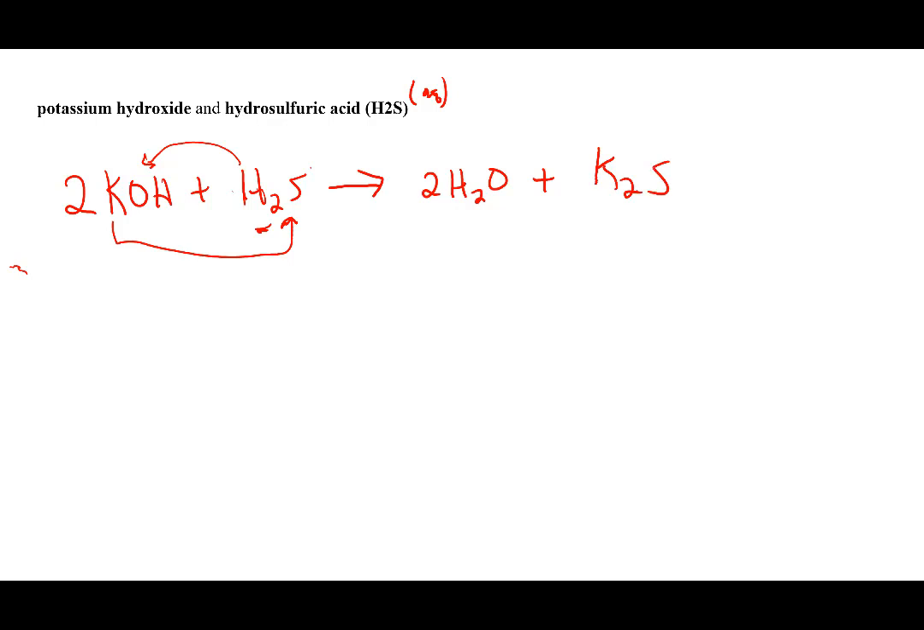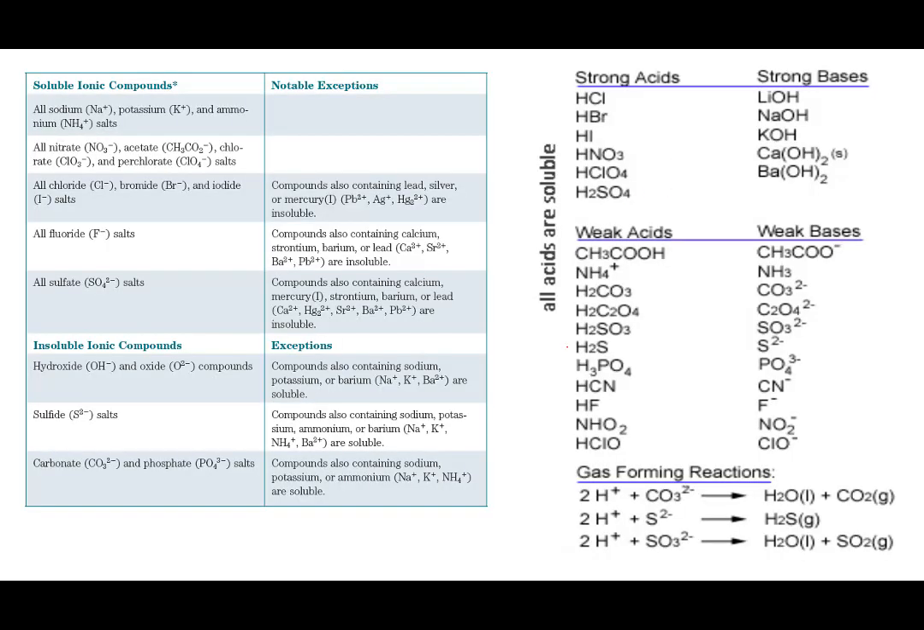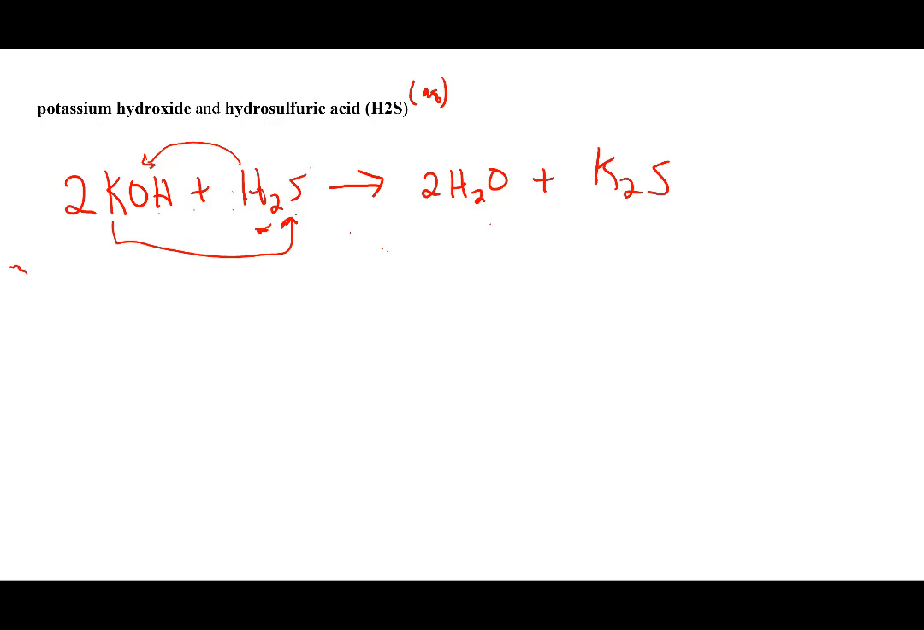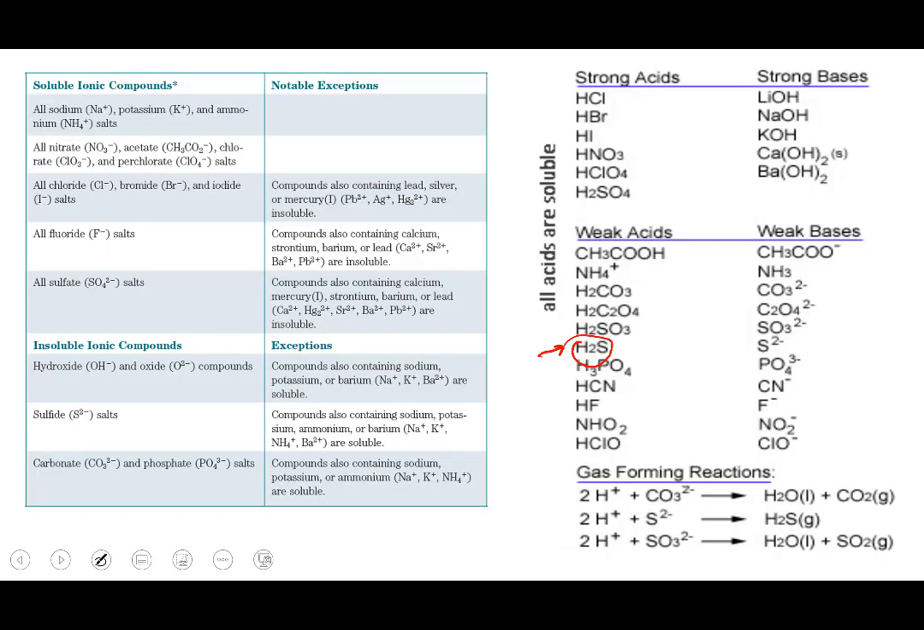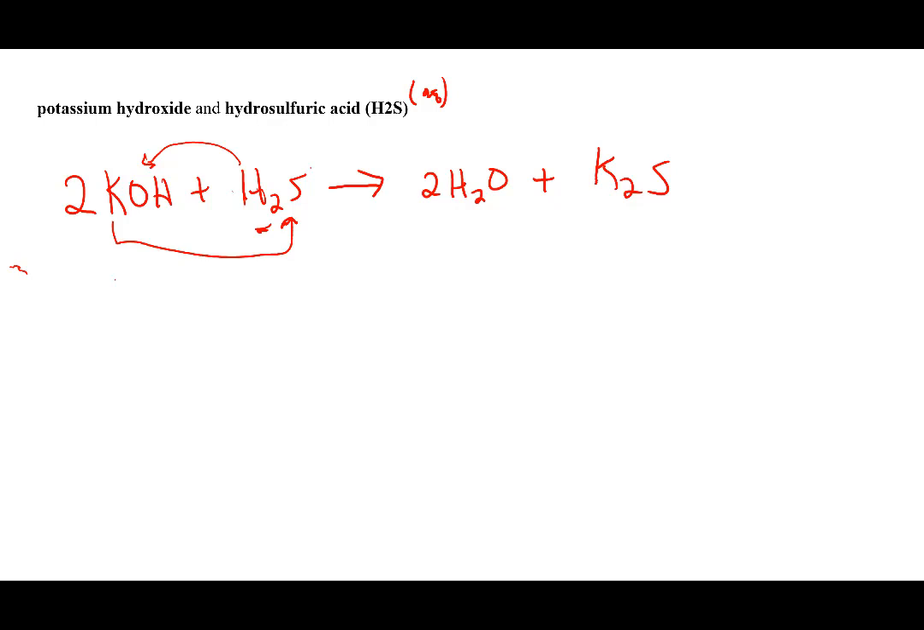Now let's go back for a second. H2S is going to be soluble because it's an acid, but it's going to stay together because it's a weak acid. Our potassium sulfide, sulfides are generally insoluble, but potassium's an exception to that, so that is soluble. Again, you can also say potassium salts are always soluble. So that's soluble.